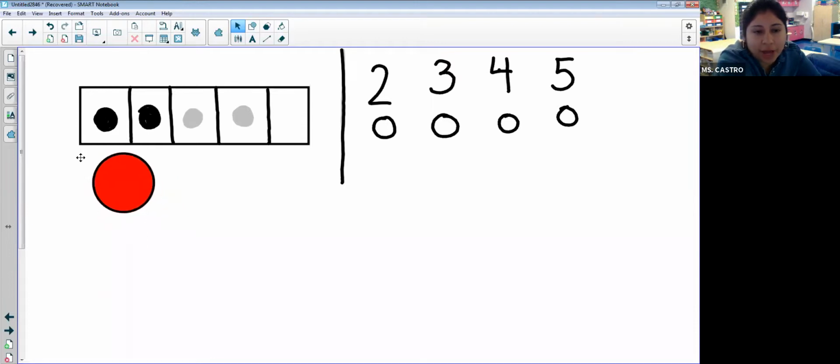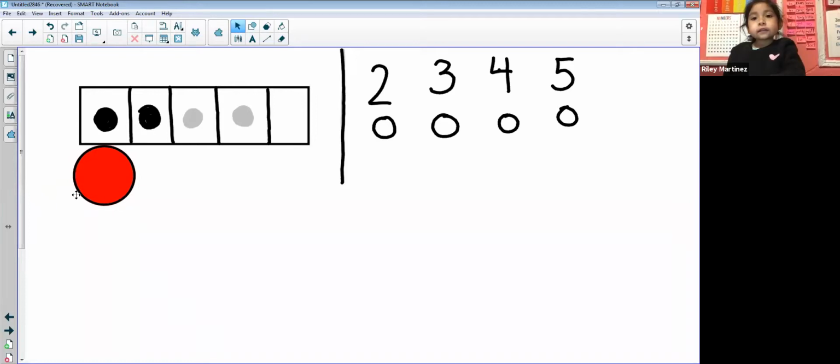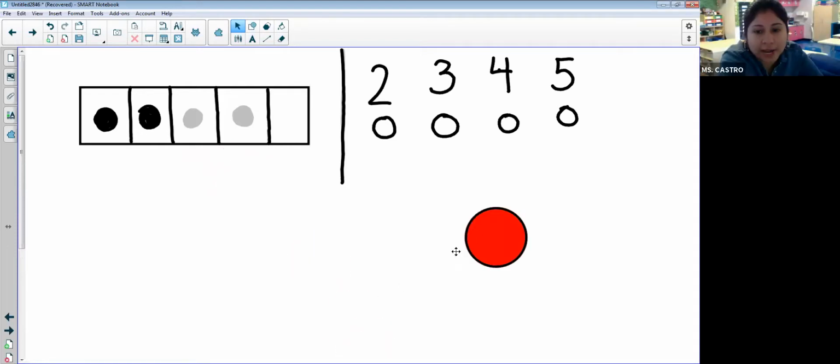Riley, look at the 10 frame. Count how many circles you see in the 10 frame. Count. 1, 2, 3, 4. Good. Okay, so Riley, am I going to bubble in this number here where I put the red dot? Is that the correct answer?